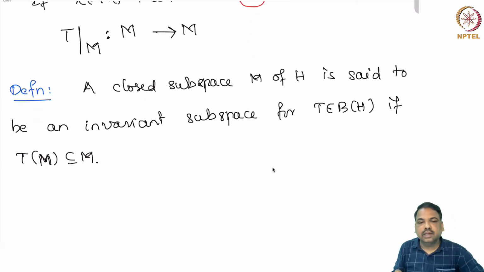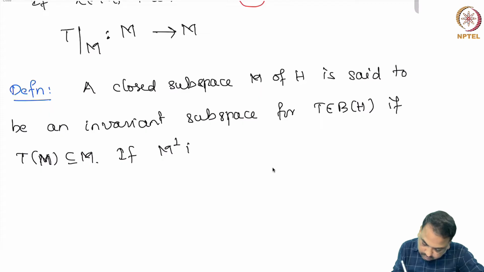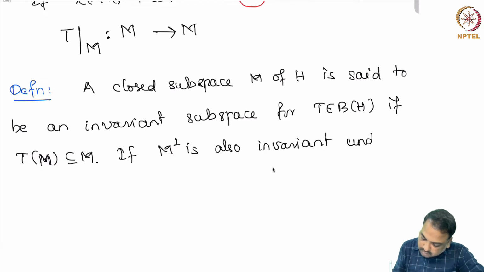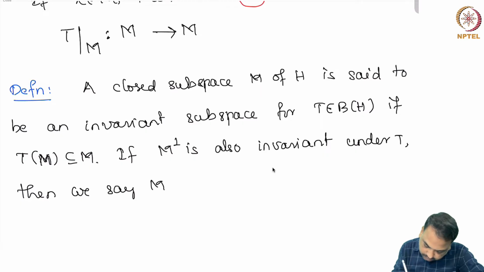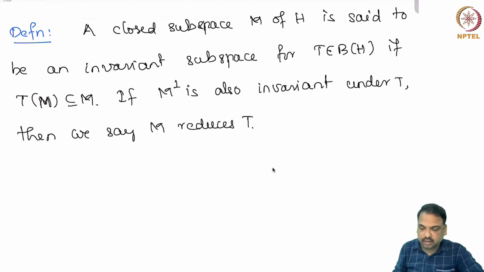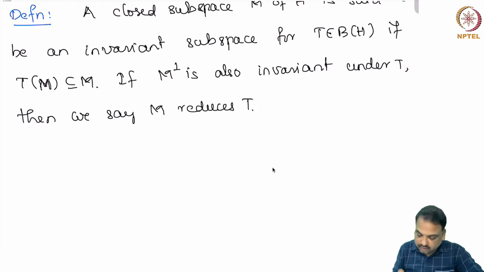If both M and M perp, the orthogonal complement of M, are invariant under T, then we can say that the space M is a reducing subspace for T. If M perp is also invariant under T, then we say that M reduces T. That means both M and M perp are reducing.